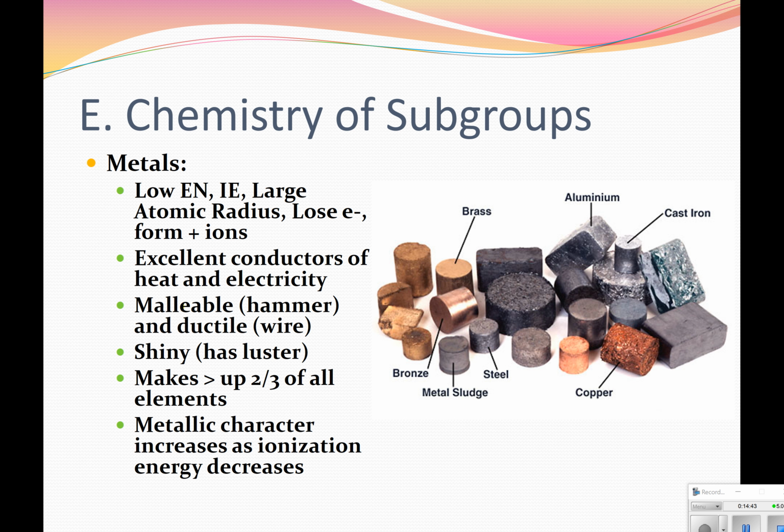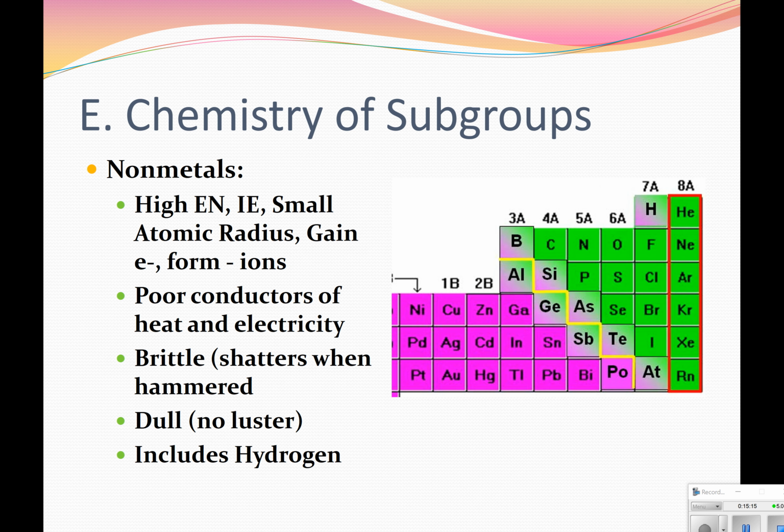Malleable means that you can take a metal and hammer it, and it's not going to break apart into pieces. It's going to get bent and misshapen and deformed. And metals are also ductile, meaning that they can be drawn or pulled into a wire. In general, metals are going to have luster. They're going to have a shine to them. And metals make up a little more than two-thirds of all the elements. And as we just talked about, metallic character increases as ionization energy decreases.